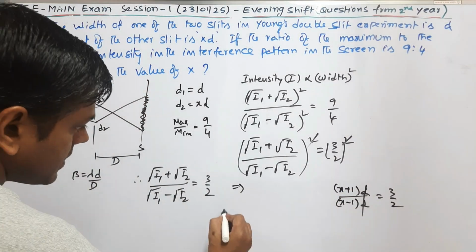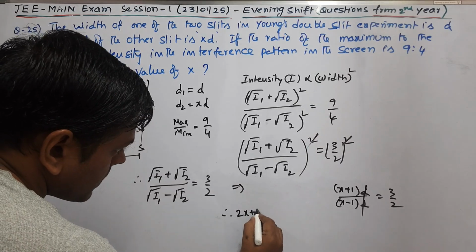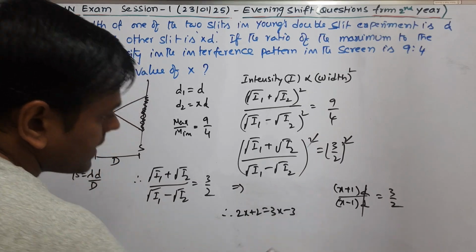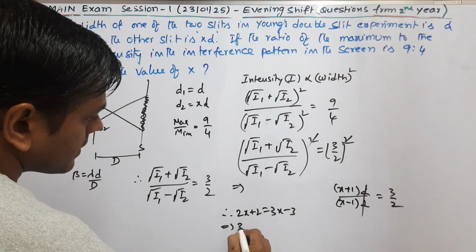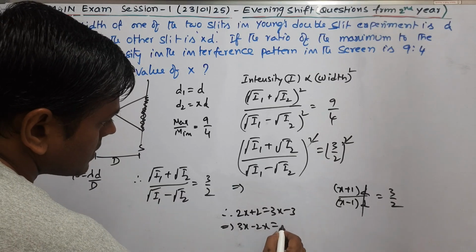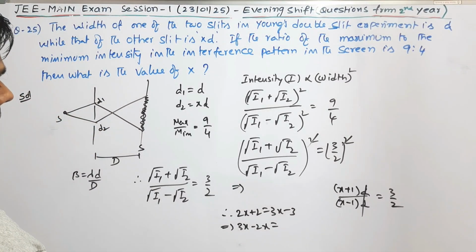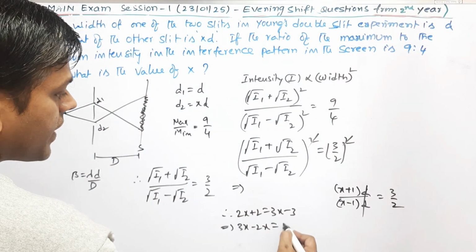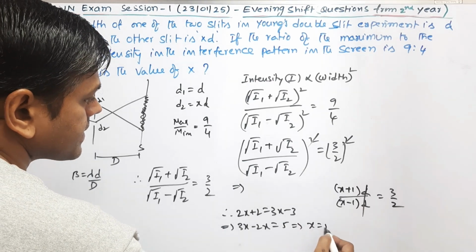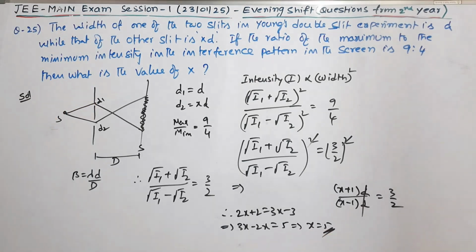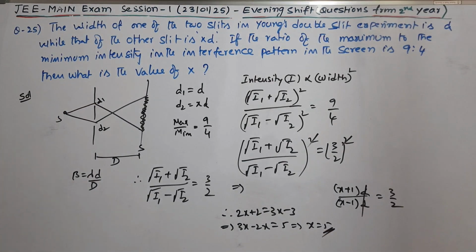This d is cancelled, therefore 2x plus 2 is equal to 3x minus 3. That implies 3x minus 2x is equal to 3 plus 2, that means 5. That implies x is equal to 5. That's it, this is the answer for this question. Thank you very much.